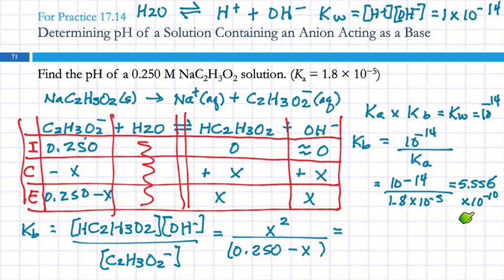So I just calculated Kb. So now I can put that in here, 5.556 times 10 to the minus 10. And I can find x. You can use the solver. You can use the x is small approximation.